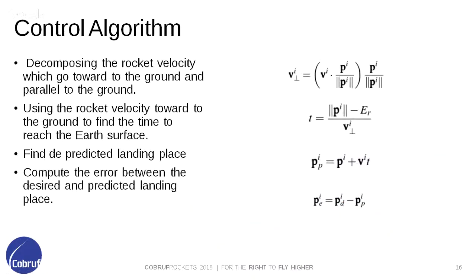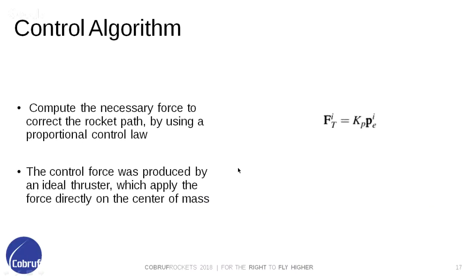So, the algorithm to do that is described by the following script, where first, we decompose the rocket velocity into components going towards the ground and parallel to the ground. Then, we use the rocket velocity towards the ground to find the time to reach the Earth's surface. By using the velocity and that time, we can predict where the rocket is going to arrive. Once you have the predicted landing place and the desired landing place, you can calculate the error between these two variables. Finally, once you have the error, you can find the necessary force using just a proportional control to apply a thrust on the rocket to correct its flight.